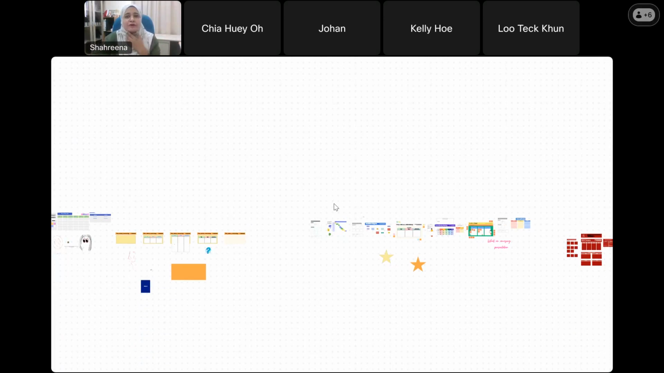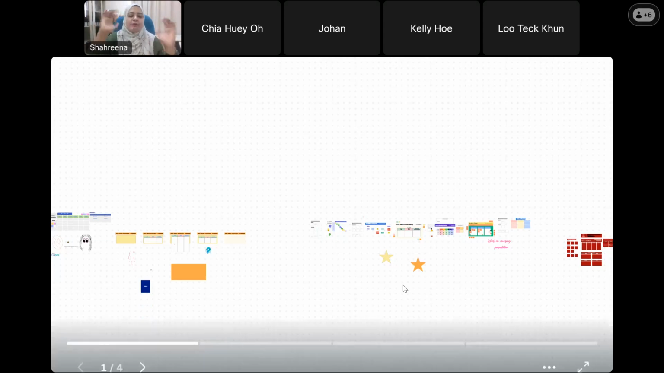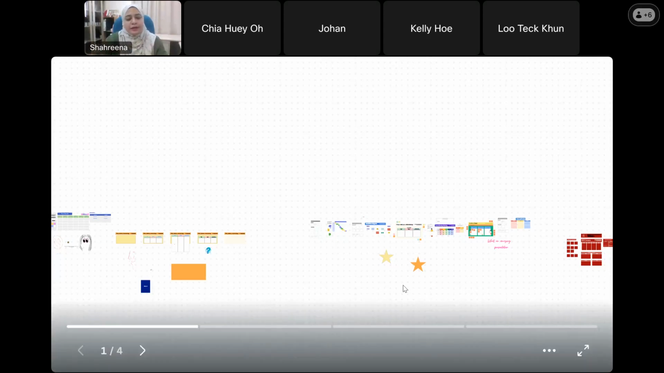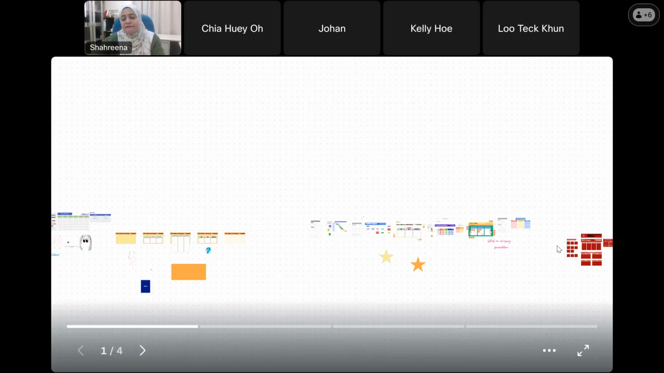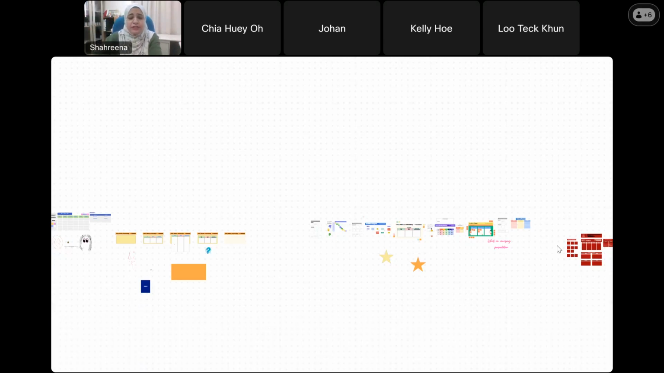Same thing, if you make this an asynchronous class, all you need to do is make sure that you have the QR code in the slides. Then give the instruction to the students to scan this QR code, and they will be directed to this whiteboard and they can do whatever they want. You can check this at a later time, so it's very, very convenient. So this is the whiteboard to you.